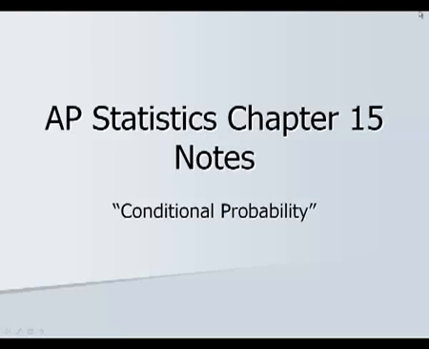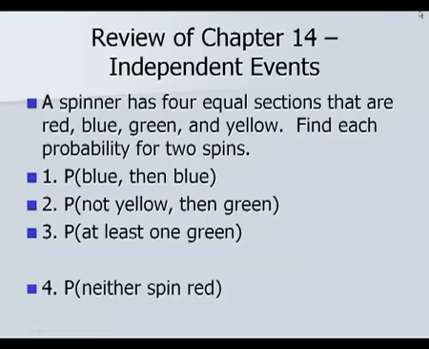Chapter 15 is on conditional probabilities. First, we're going to review a little bit from Chapter 14. We are going to start with an example where we have a spinner that has 4 equal sections. The sections are red, blue, green, and yellow, and we want to find each probability given 2 spins.